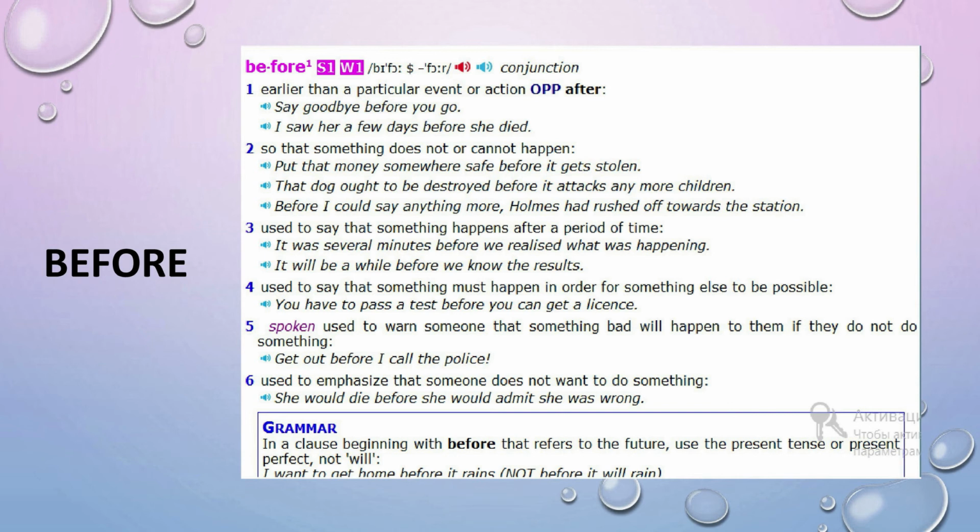Fifth, use it to warn someone that something bad will happen to them if they do not do something. Get out before I call the police. Sixth, use it to emphasize that someone doesn't want to do something. She will die before she will admit she was wrong.